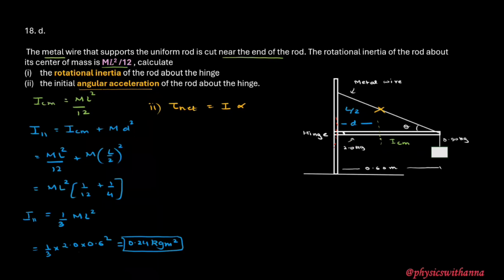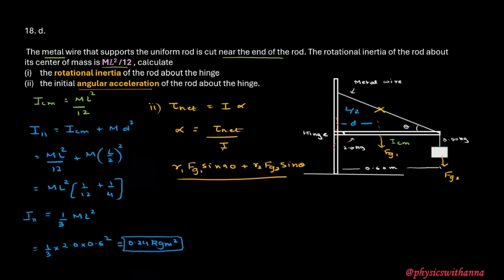Now the forces producing torque are the force due to gravity acting on the rod, which we call Fg1, and the force due to gravity acting on the mass, which we call Fg2. If I want to calculate alpha, I can rearrange this and write alpha equals tau net over I. Tau net we can write as the sum of torque produced by Fg1 and Fg2. So we will write this as R1 Fg1 sine 90 plus R2 Fg2 sine 90. Rotational inertia I is the total rotational inertia of the system. So rotational inertia of the rod about the axis of rotation, which we found to be equal to I parallel, plus rotational inertia of the block, which I will write as IB.